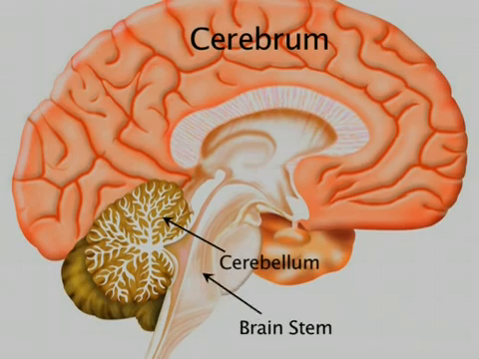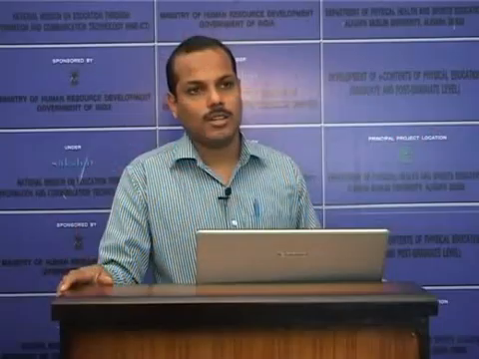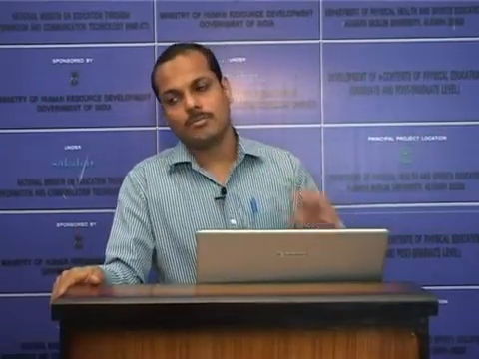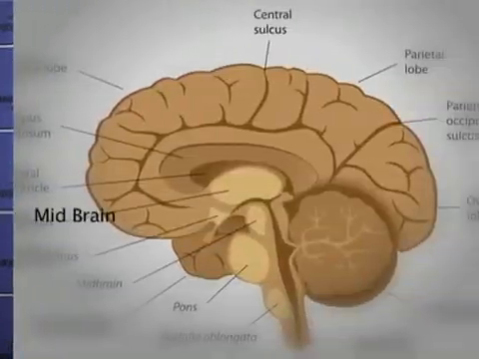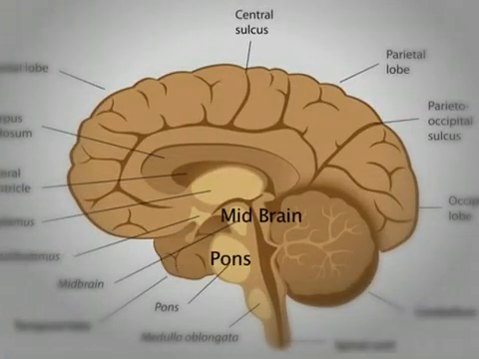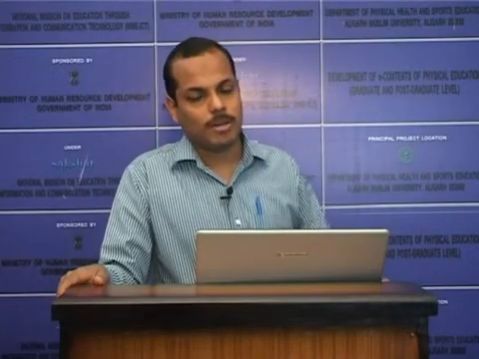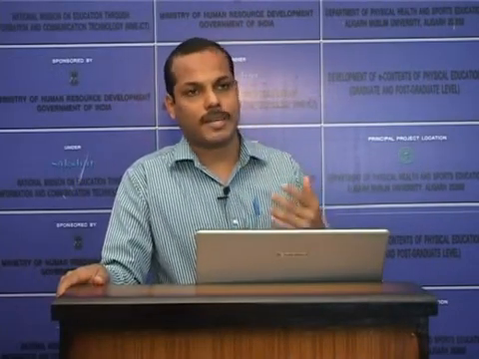Cerebrum is divided into two hemispheres. Cerebellum is again divided into two hemispheres, and the brainstem is divided into three parts: midbrain, pons, and medulla. Now the medulla is the lower part of the brainstem. It is continuous with the spinal cord by passing through the foramen magnum.